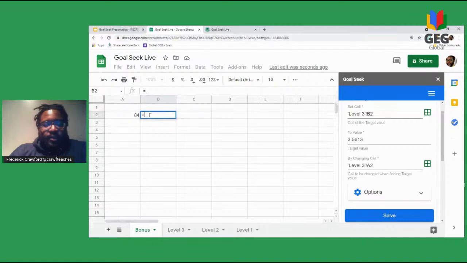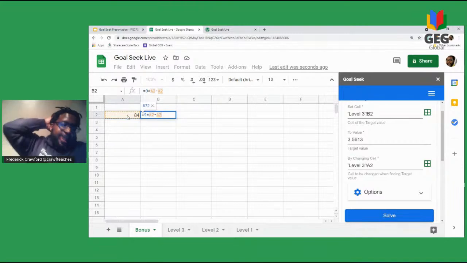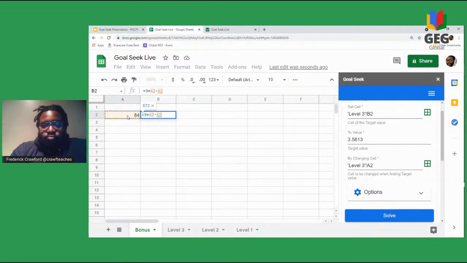So I'm going to have 9 times 84 minus 84. And the reason why I put it like this is because I just did not want to solve the equation all the way, and I knew that I could go ahead and finish the problem without solving the equation all the way.